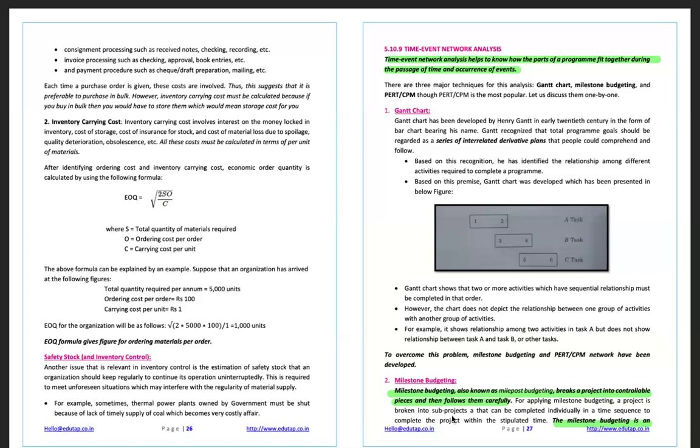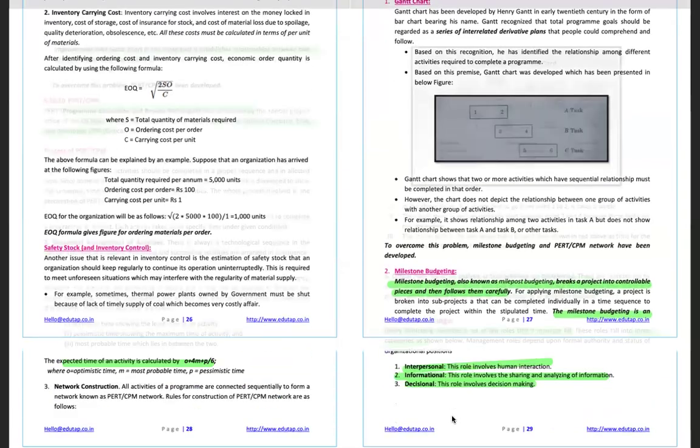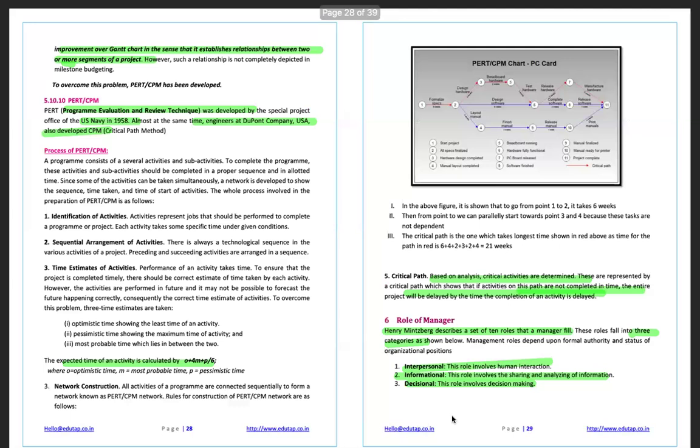So to overcome this problem, milestone budgeting and PERT CPM network have been used. Milestone budgeting, also known as milepost budgeting, breaks a project into controllable pieces and then follows them carefully. The milestone budgeting is an improvement over the Gantt chart in the sense that it establishes relationships between two or more segments of a project. But this relationship is not completely depicted by milestone budgeting. So to overcome this problem, PERT CPM was used.